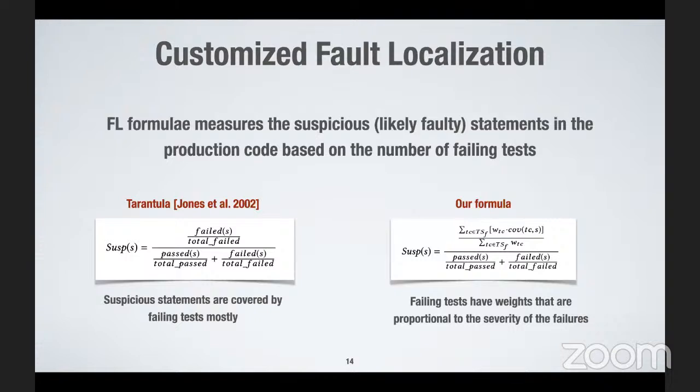Our formula is slightly different. In particular, the main difference is that we weight each statement with the severity of the failure. Which means if the line is covered by a failing test, the relative importance of that statement is proportional to the severity of the failure. If multiple failures cover the same statement, then the suspiciousness of the statement is higher. Or if a statement has one single failure, but this failure is larger in intensity, the suspiciousness score is also larger. This is the main change we apply in the formula.